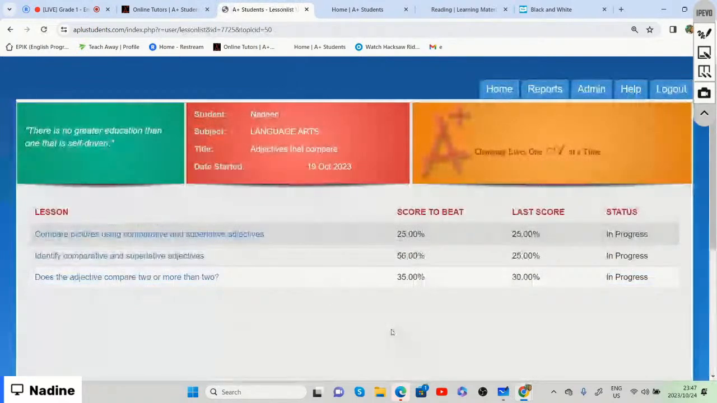All right, so that is now the end of our lesson on adjectives that compare. We said we compare people, places, animals, or things. If we compare two people, animals, or things, we call it a comparative adjective and it ends in ER. If we compare more than two, then we call it a superlative adjective and it ends in EST.